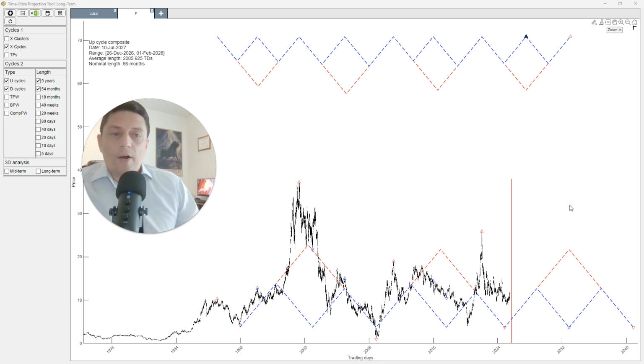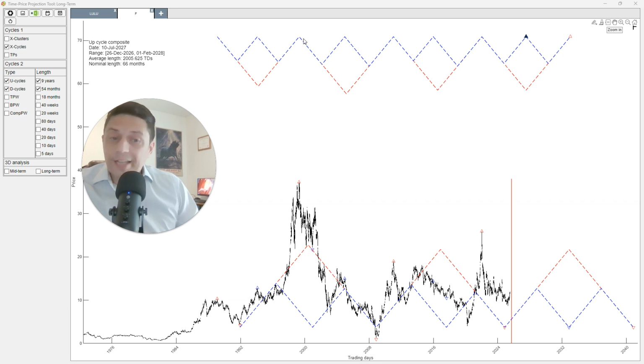So, for those of you not familiar with our work, what you see is some of the tools that we use. The triangles you see on the top and the bottom represent cycle composites. If you're familiar with Hurst cycles, it's very similar to that, but very different at the same time because we use both up cycle composites and down cycle composites. Typically, what we found in our research is that down cycle composites are responsible for bottoms in stocks or the overall market, and top cycle composites are responsible for the tops.